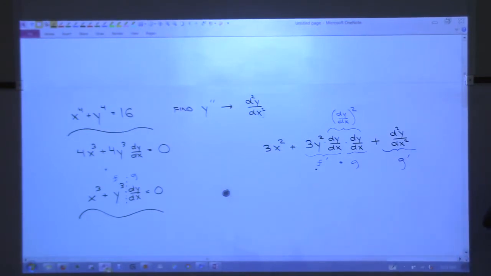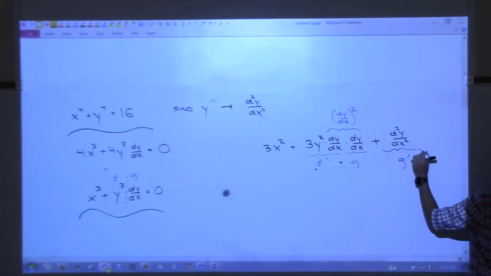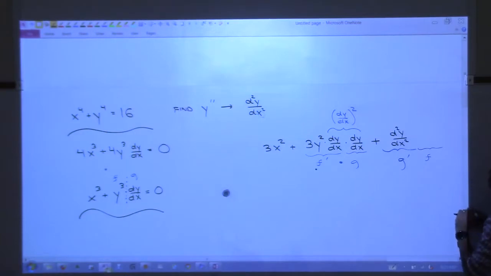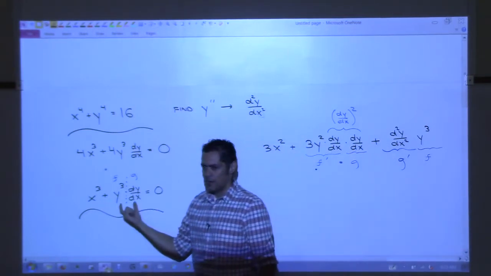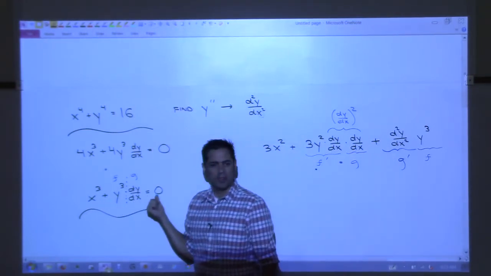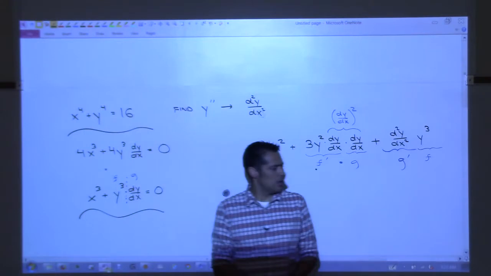Understand? So that's g prime, and then times, finally, this will be f, which is y cubed. So I have now done the product rule, equals the derivative of 0, which is still 0.